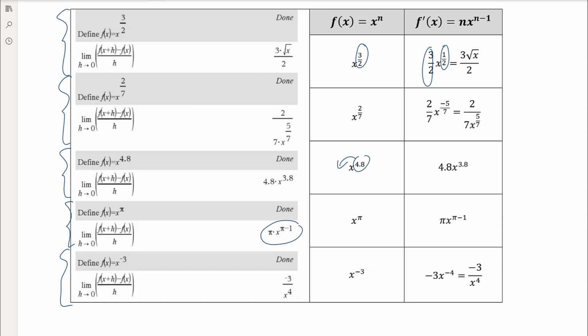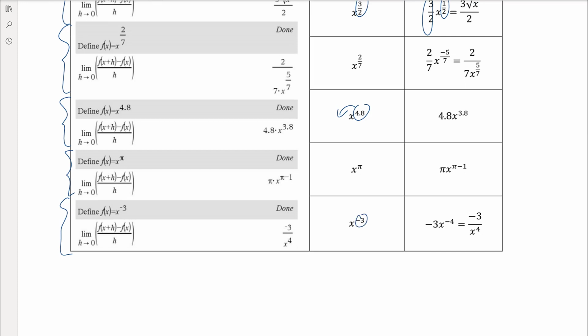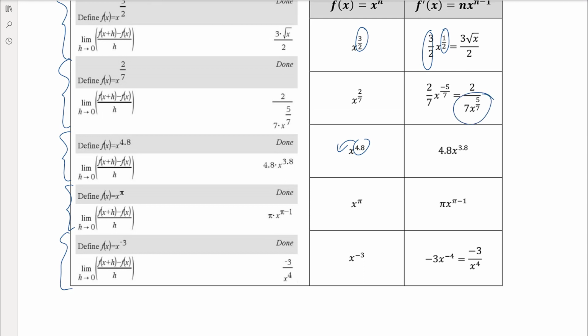And it is pi times x to the power of pi minus 1. So same rule we've seen for any whole number. Similarly, we can have negative numbers. Again, multiply by negative 3, subtract 1 from negative 3, so we get negative 3x to the negative 4, which obviously we could write like this. So we're going to need to be familiar with our index laws, fractional index laws, negative indices, etc., so that we can manipulate these expressions here.